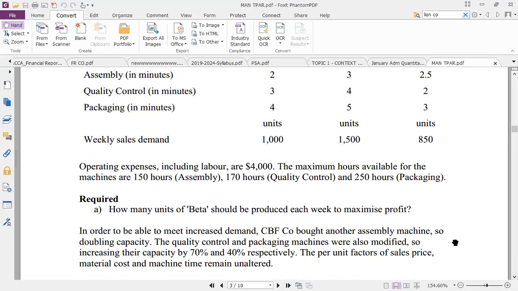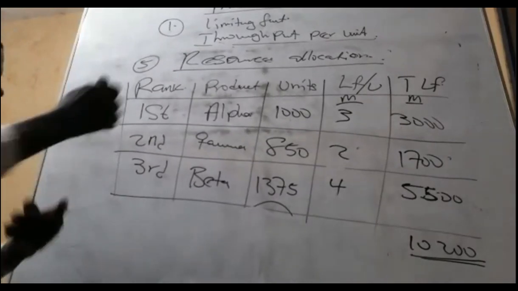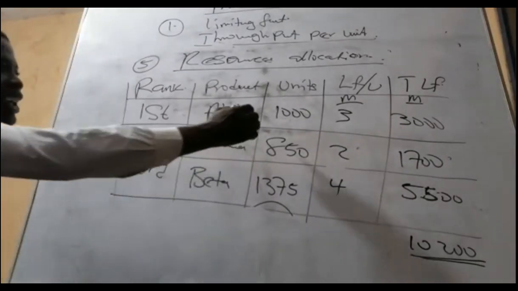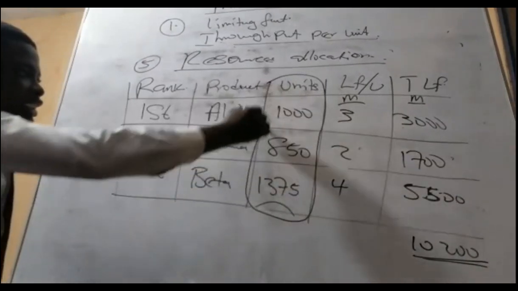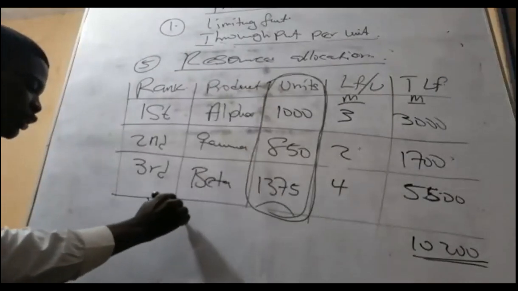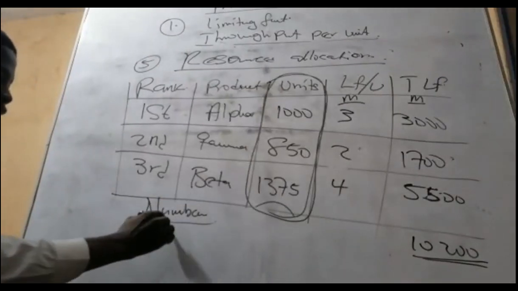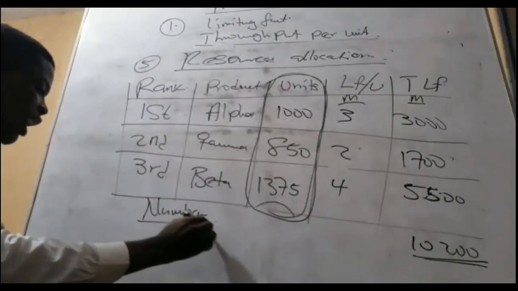How many units of beta should be produced each week? So tell us the number of units. But here I'll do it for all. So the number of units to be produced, we are just going to assemble here, bring this section out again. You write alpha, beta, and then gamma.